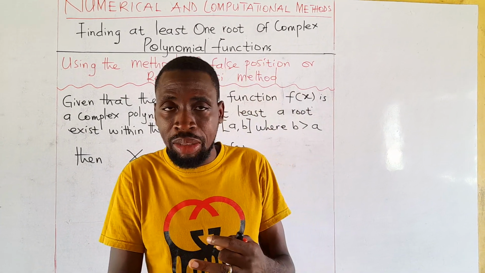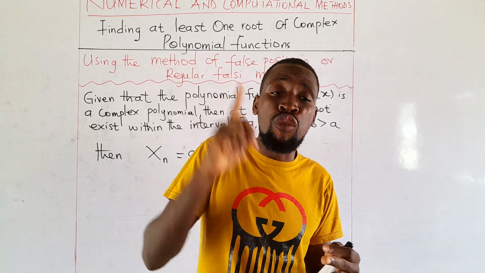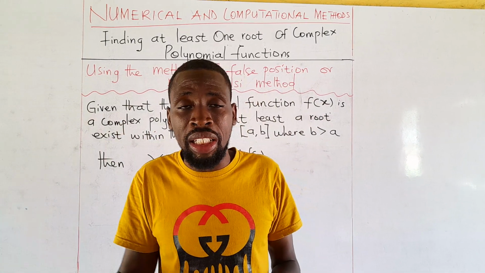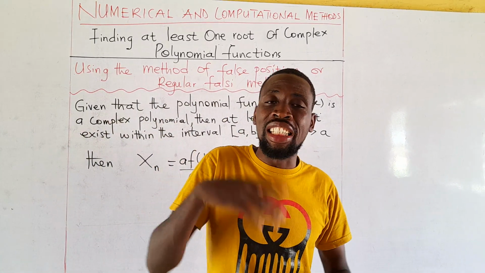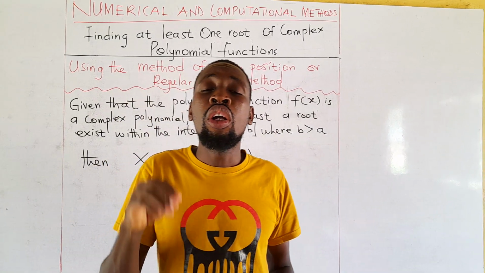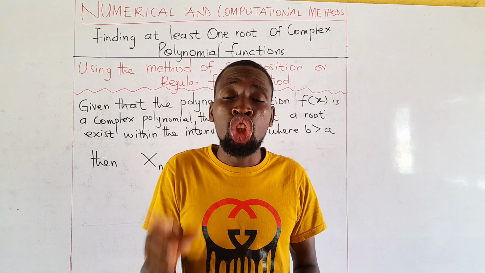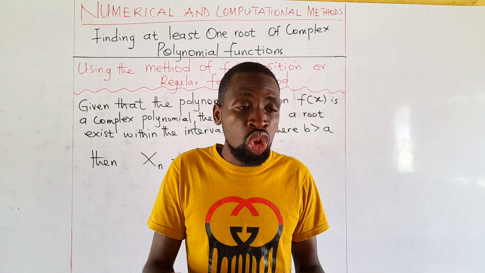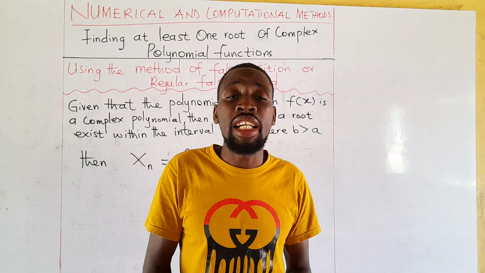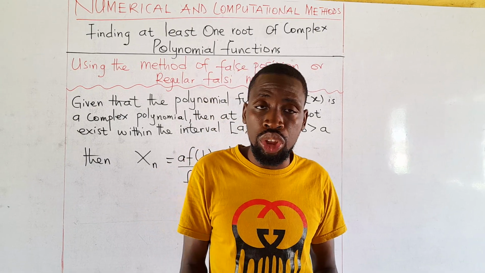We have the bisection method, the method of successive approximation, the false position method, the Newton-Raphson method, the secant method, among others. I have a video where we find the solution to a complex polynomial function using the bisection method and the method of successive approximation. Please check out that video on YouTube, or you can get that video at the end of this video.